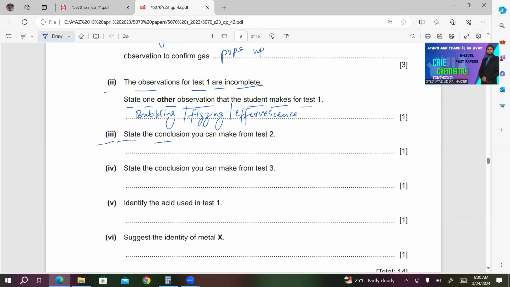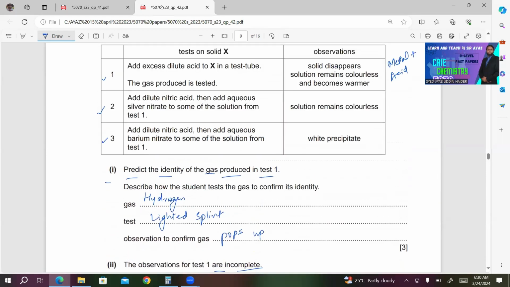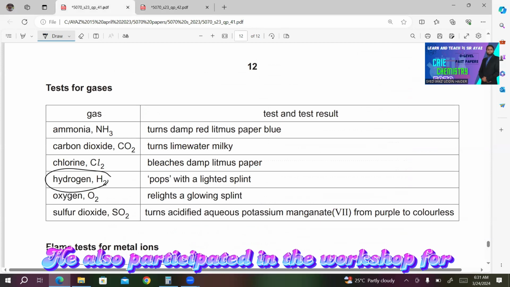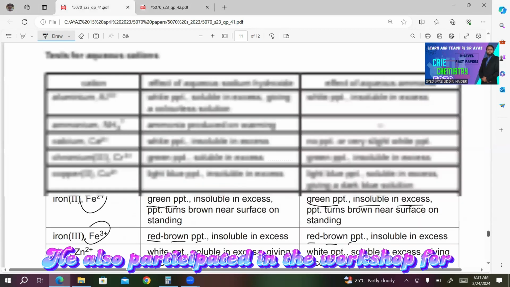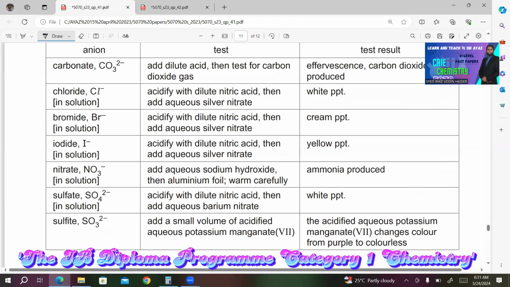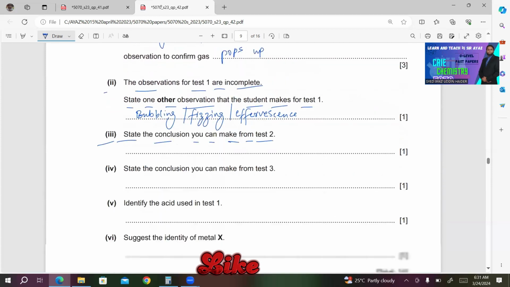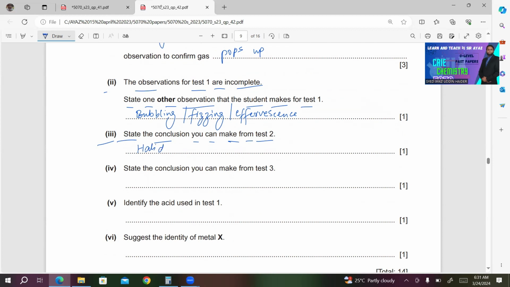Number 3, state the conclusion you can make from test 2. What is test 2? Here's test 2. Add dilute nitric acid, then add aqueous silver nitrate to some of the solution from test 1. Solution remains colorless. Now, the silver nitrate test is performed in order to test the presence of halide ions. So we have halide ions here. All these tests use silver nitrate. So we don't see any change in color. So you'll write halide ions absent. There are no halide ions.